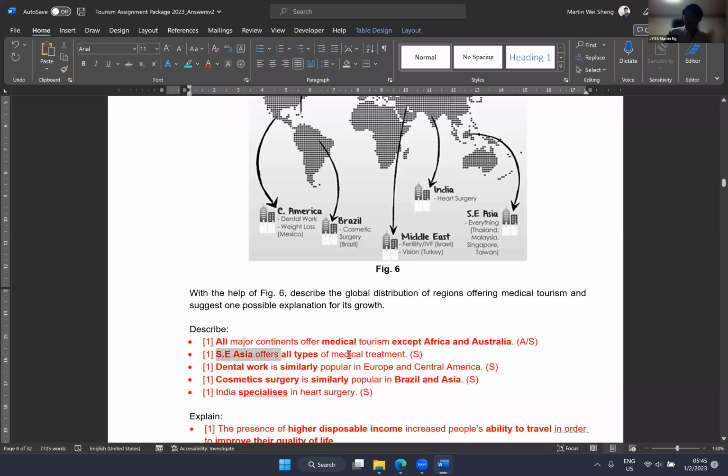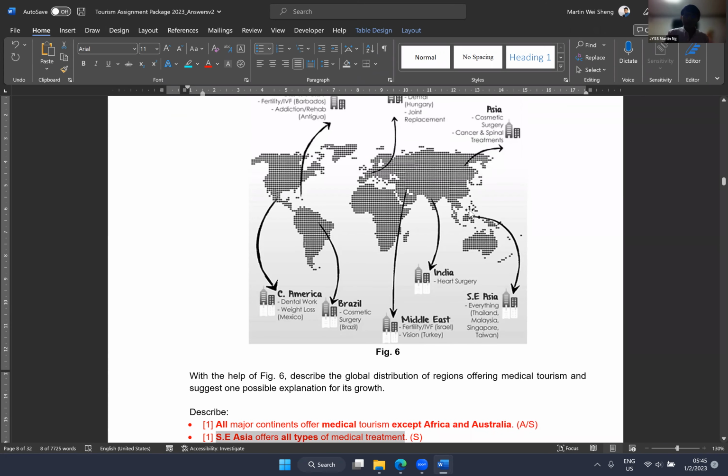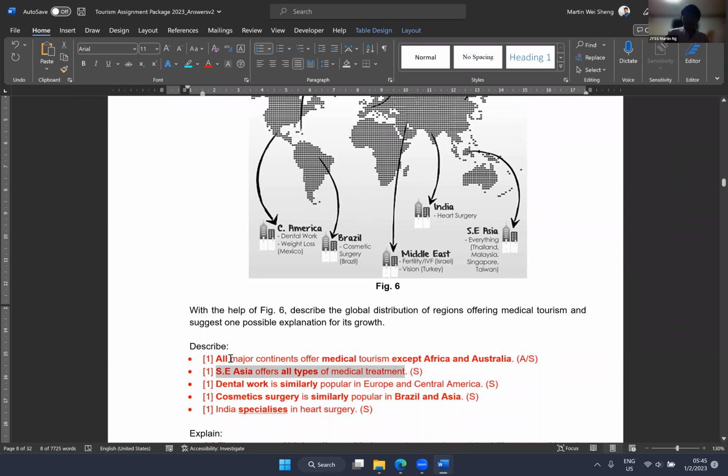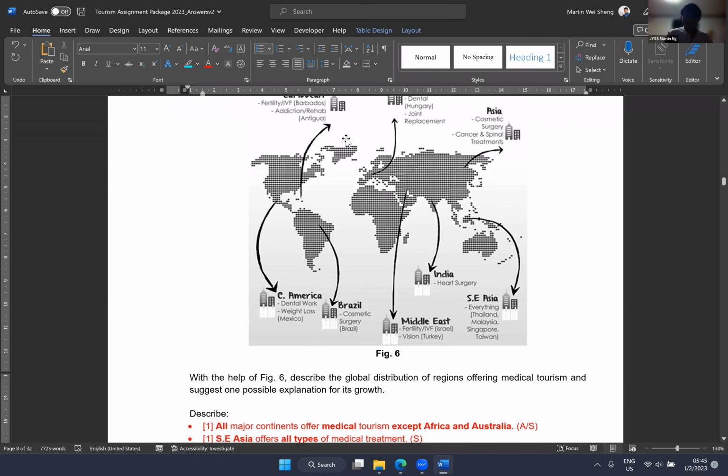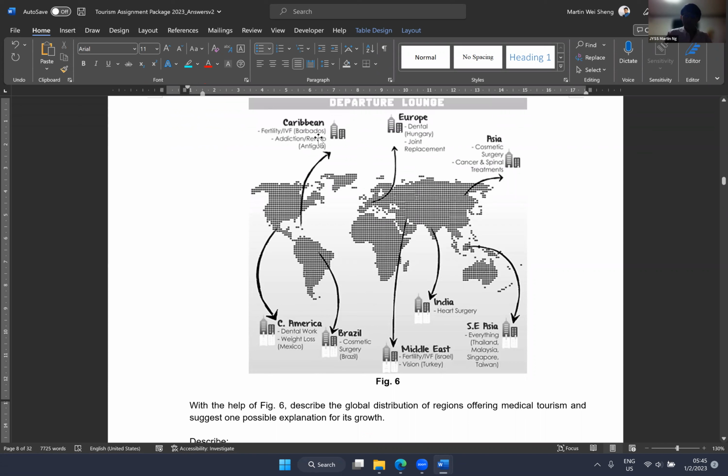Okay, Southeast Asia offers all types of medical tourism. So Southeast Asia, you see everything. Okay, so all this, now we are coming to the significant observation already. So this is your general observation. Okay, then a significant observation. Okay, so dental work. Now, after you describe the general location, you see what is common between the different areas.